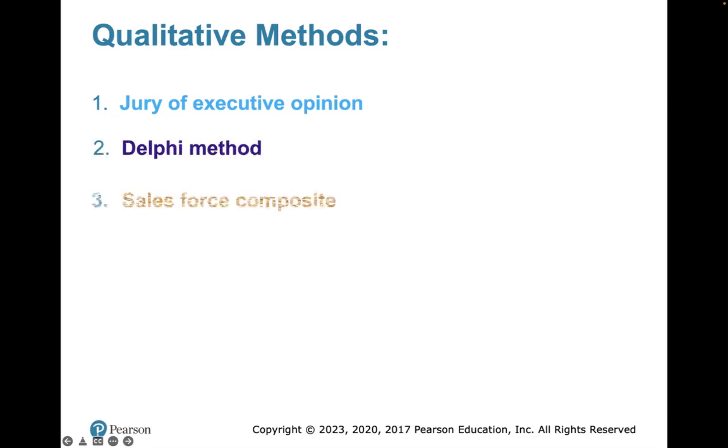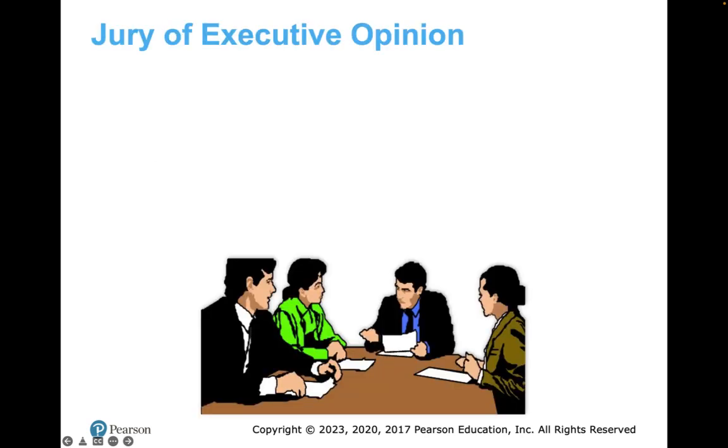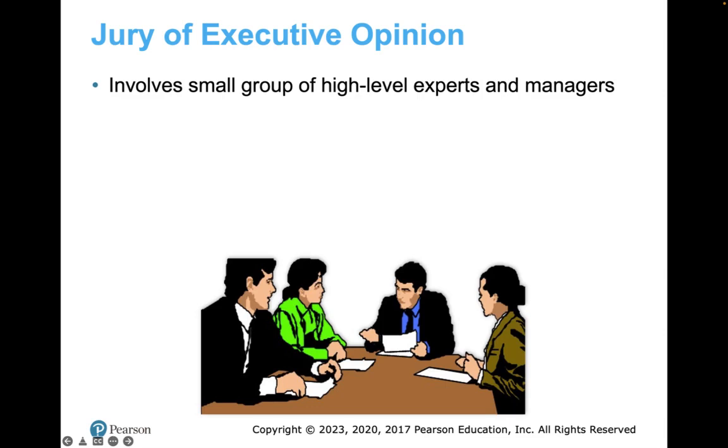Okay. So there's 4 methods that we're going to discuss, and we'll list them here. We have our jury of executive opinion, Delphi Method, Salesforce Composite, and the market survey. And we'll take a look at each one in just one moment. So we'll start with number 1, and that's our jury of executive opinion.